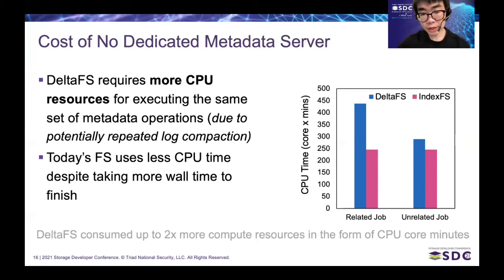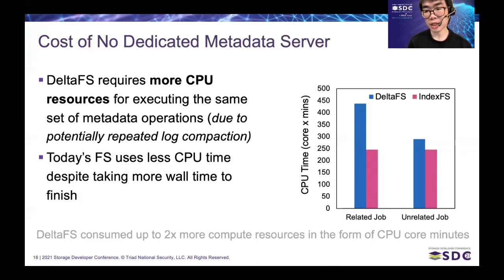But if we design the workflow such that all those workflow stages are unrelated, meaning that they do not need to see the files created by previous stage, they only need to see the files created by themselves. In that case, we call this unrelated job. In that case, we can see that DeltaFS basically uses about the same compute resources as the IndexFS case.